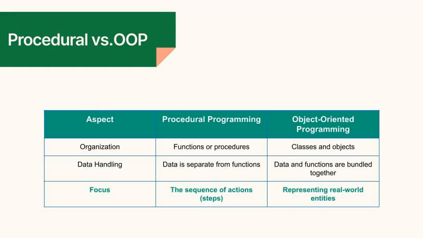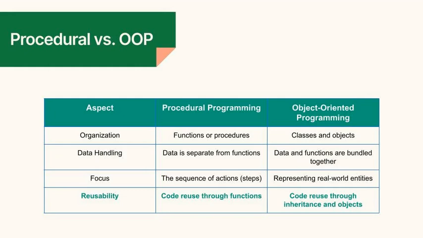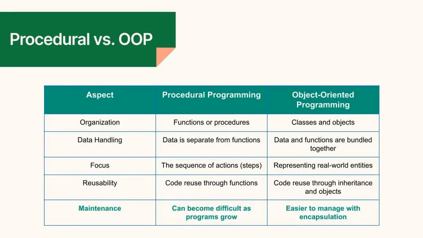In procedural programming, code reuse is achieved through functions, but in object-oriented programming, code reuse is facilitated by inheritance and the use of objects. As programs grow, maintenance can become difficult in procedural programming, while object-oriented programming makes maintenance easier through encapsulation.